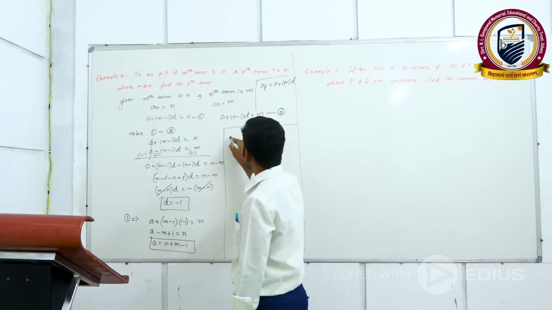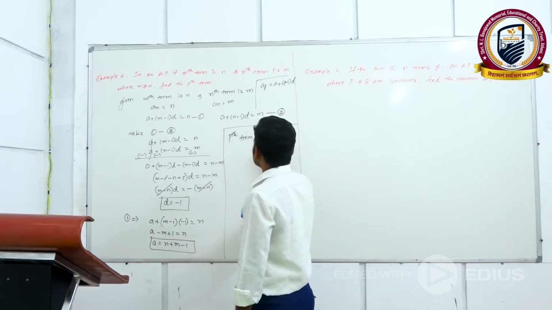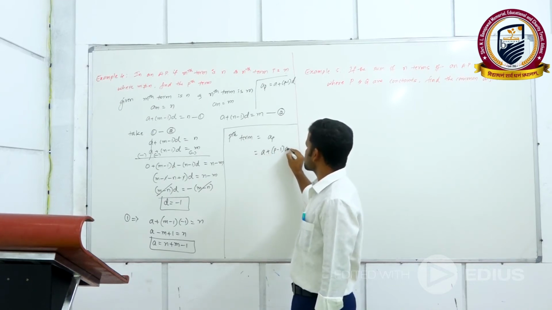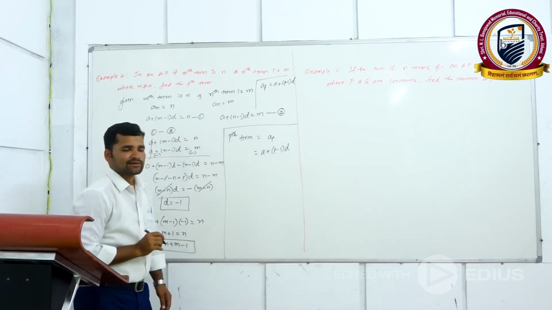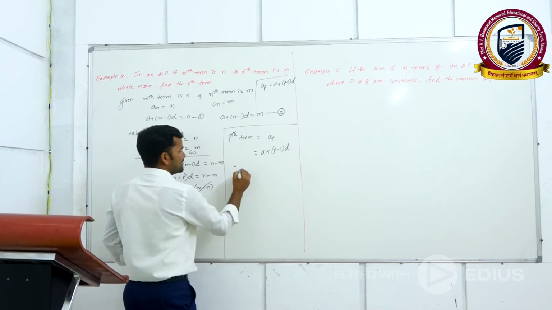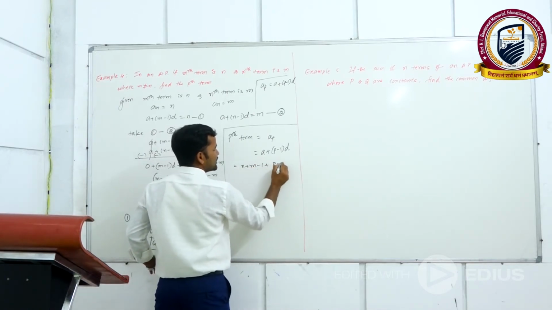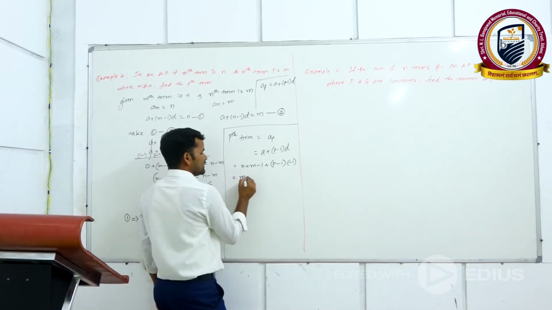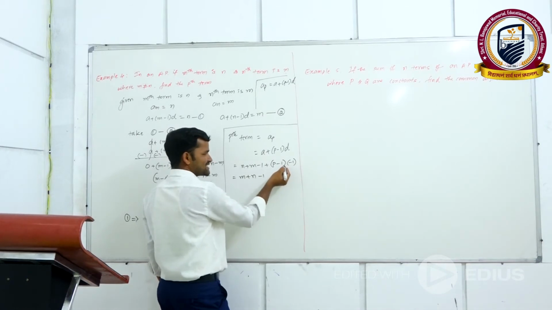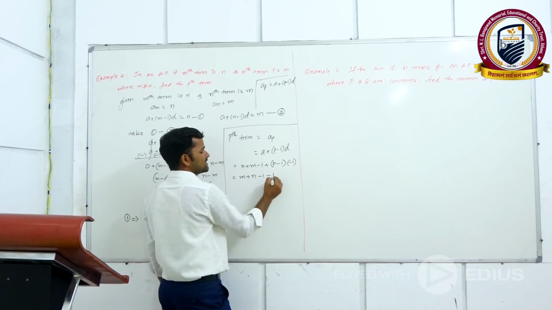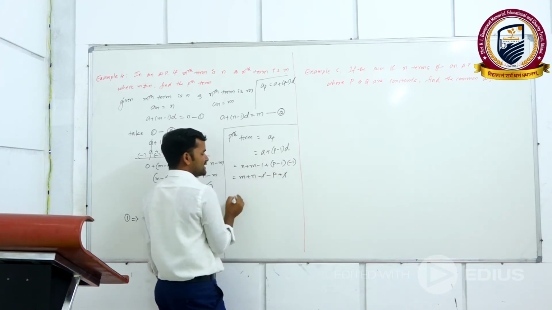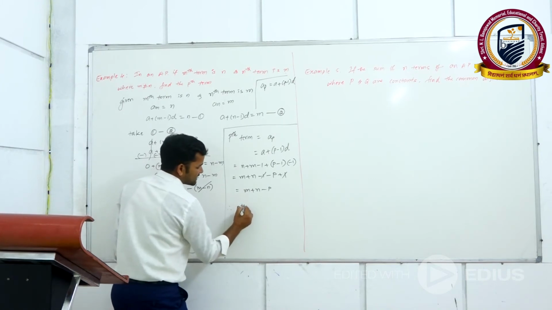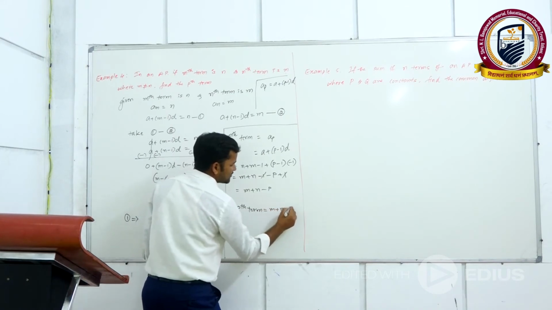The pth term is nothing but ap, a subscript p. ap is a plus p minus 1 into d. a and d values I have already calculated. Substitute all those: a is n plus m minus 1, plus p minus 1 into d, which is minus 1. Keep the minus inside the bracket like this. m plus n, I can write m plus n minus 1. This minus 1 gets multiplied to these two: plus into minus, minus p, minus into minus, plus 1. Plus 1 and minus 1 get cancelled. So this is m plus n minus p. Therefore, the pth term is equal to m plus n minus p.